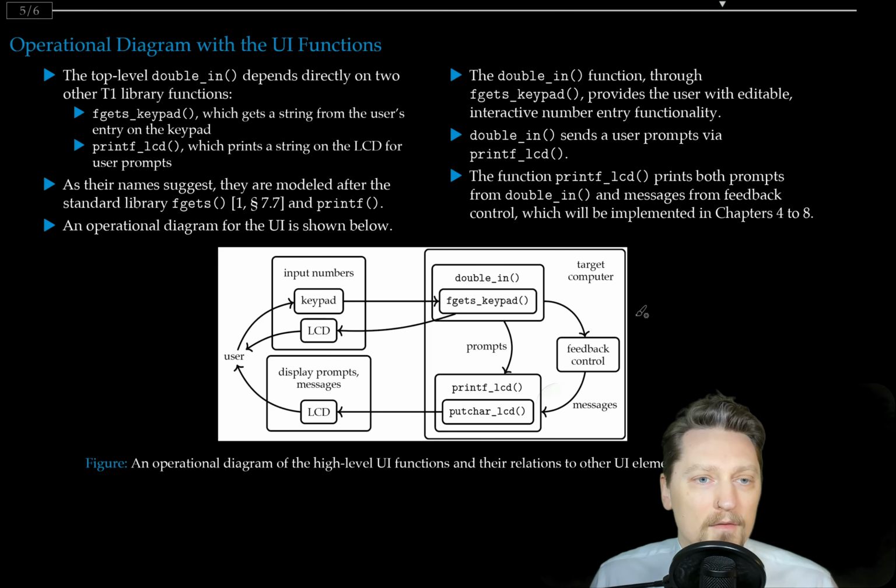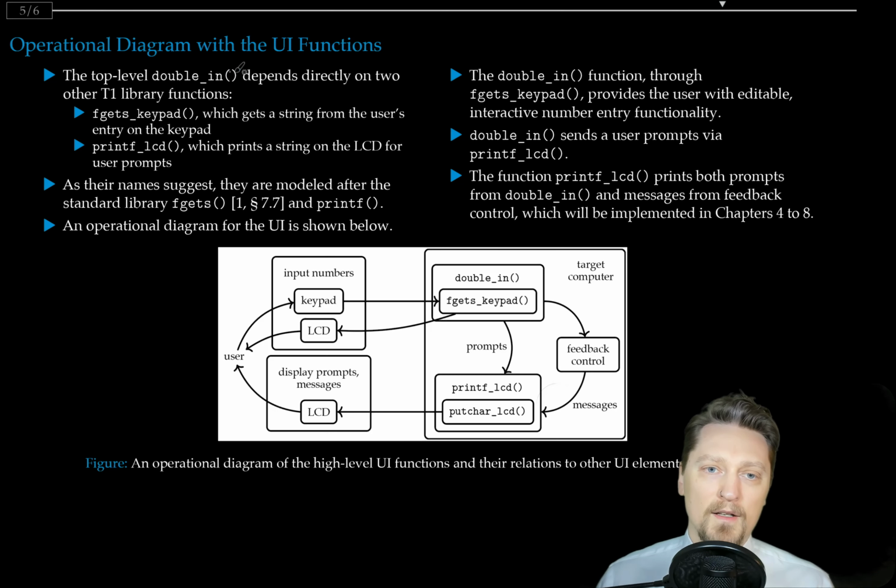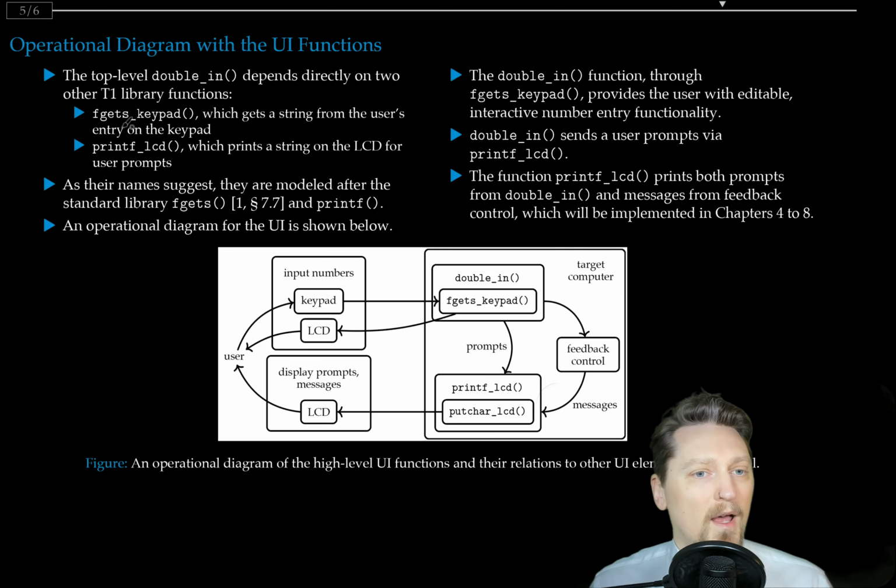Operational diagram for the UI functions. The top level, double in, depends directly on two other T1 library functions, fgetskeypad, which gets a string from the user's entry on the keypad, and printf LCD, which prints a string on the LCD for user prompts. As their names suggest, they are modeled after the standard library fgets and printf. So we have fgets underscore keypad and printf underscore LCD. These are our versions using our keypad and our LCD.